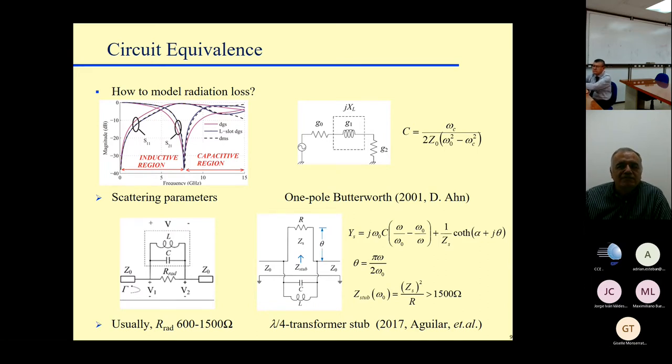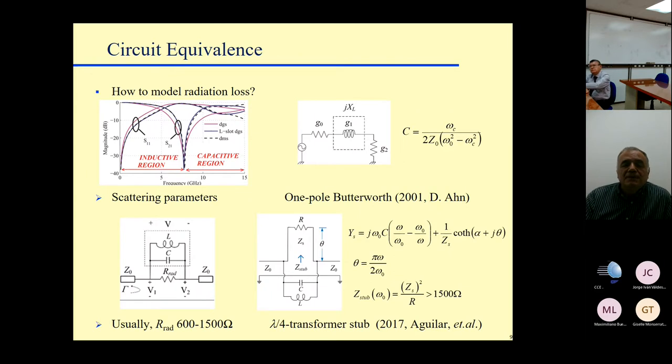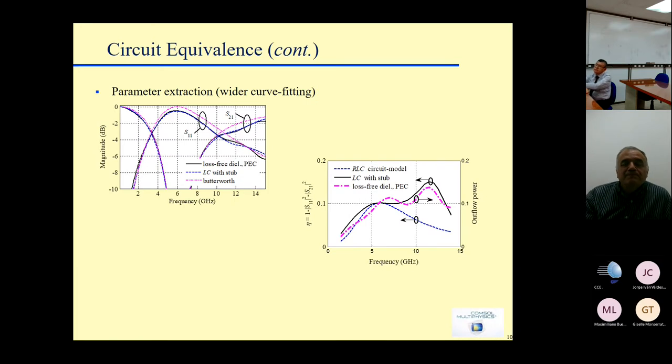On the other hand, because of the possibility to control the radiation, we can reduce these radiation losses even more. And this can be represented in a more suitable way by this model, this quarter wave transformer stub, that allows to provide a wider fitting in the frequency response. For instance, we can see here that the model allows a better, wider curve fitting.